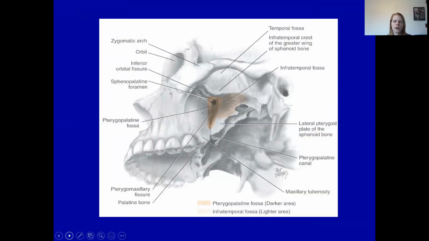And think about where that PSA foramen is. It's in the soft depression at the posterior of the maxillary tuberosity, in the infratemporal fossa, where that soft depression is. That's where we're looking for the PSA.